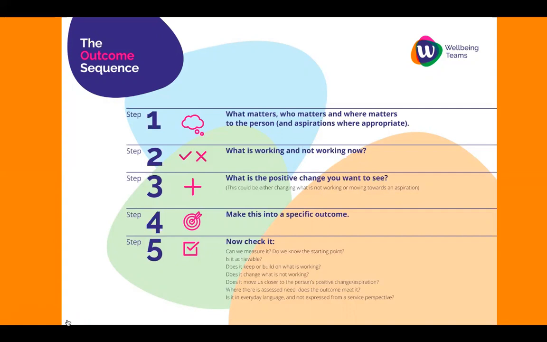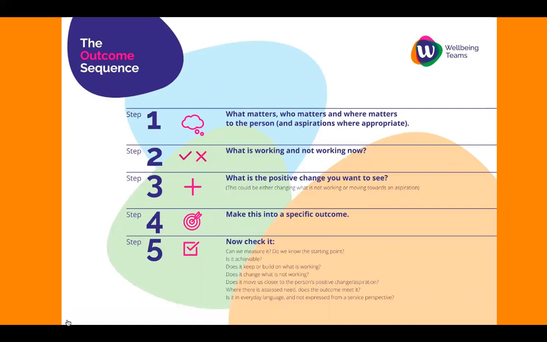Step 2 is looking at what's working and not working right now for the person. Step 3 is what's the change that they want to see in their life. And this could be either changing what's not working or moving towards an aspiration and building on what is working. Then it's making this something that is very specific and measurable so we know what difference it could make in the person's life. And step 5 is checking it.